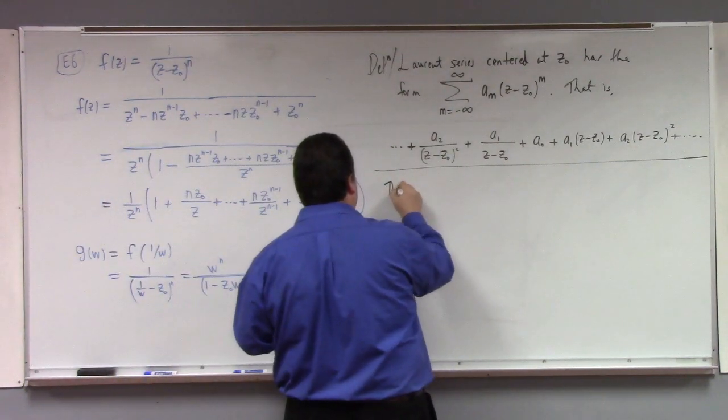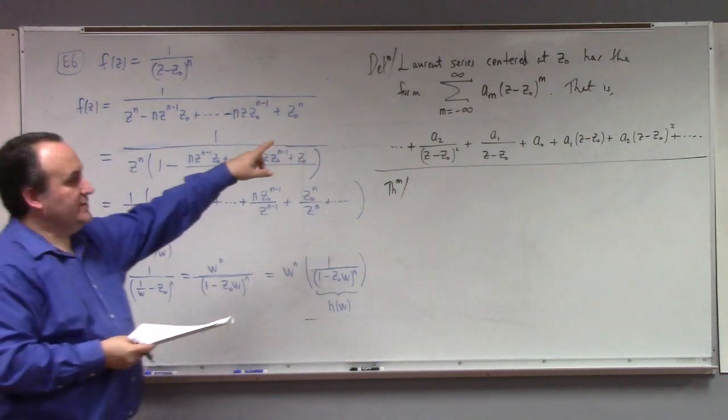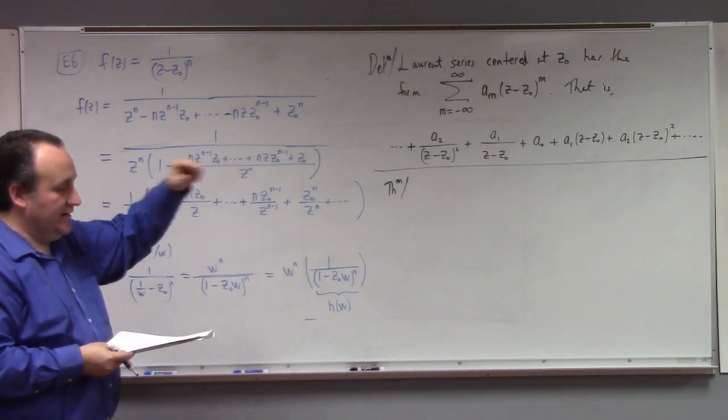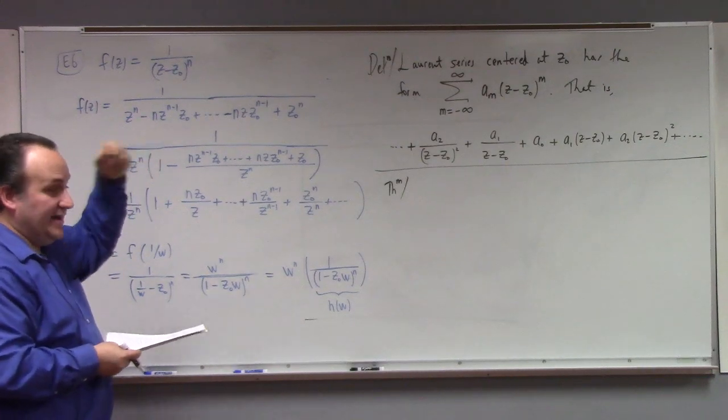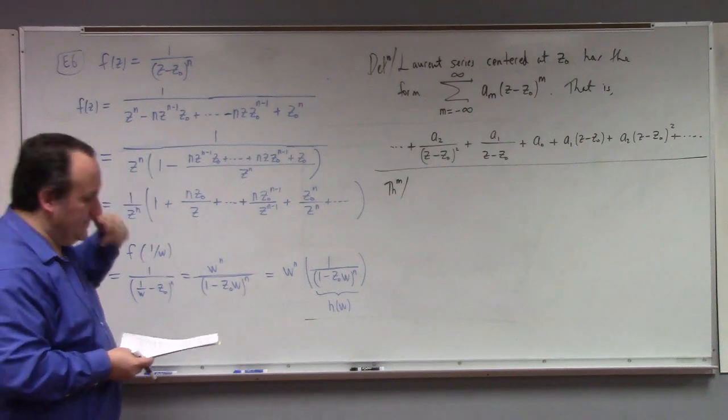Theorem. So this is what a Laurent series looks like. It's an unending sum of positive and negative powers of the binomial z minus z naught.